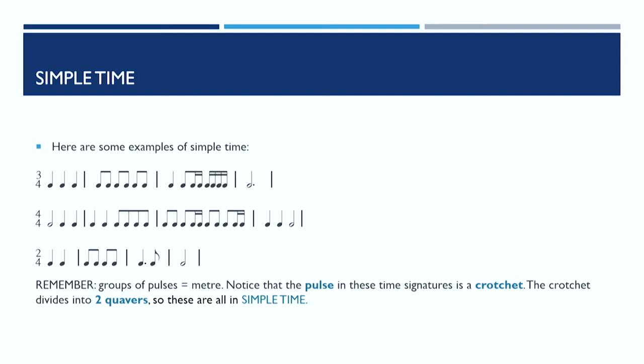The next one is 2/4 time. The bottom number tells us we're dealing with crotchets again, and that there are 2 of them in each bar. Again, a crotchet can only divide into 2 quavers. Remember, groups of pulses equal the meter, and that the pulse in all of these examples is crotchets, and the crotchet can only divide into 2 quavers, which makes it simple.